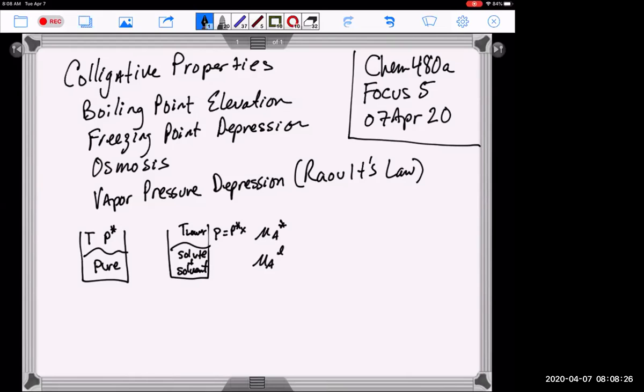All right, so how do we start the problem? Well, this problem is started by using, and this is when we introduced chemical potential back in Focus 4, we mentioned that this was going to be probably the most important expression of the chemical potential, which is that it has to be equal independent of phase.